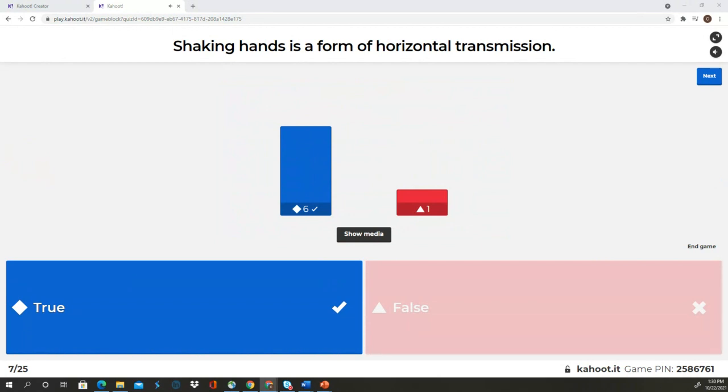All right, good job. So remember, horizontal transmission is just direct body contact. Kissing, sex, shaking hands, things like that are going to be transmitted by horizontal transmission. Okay.